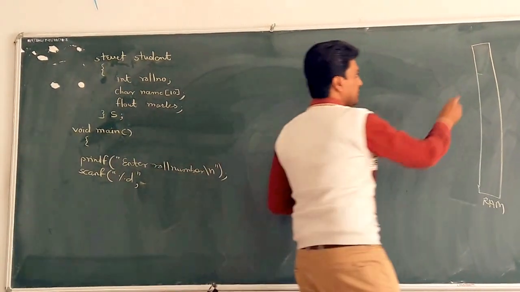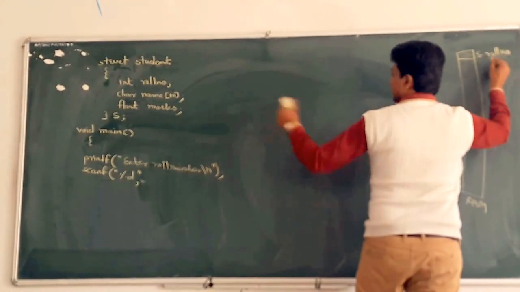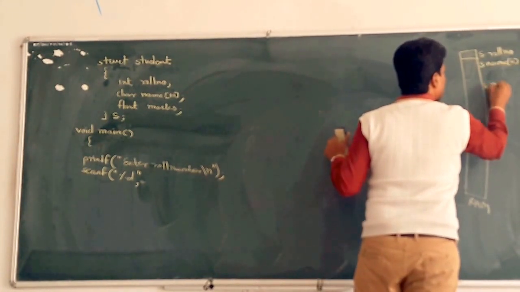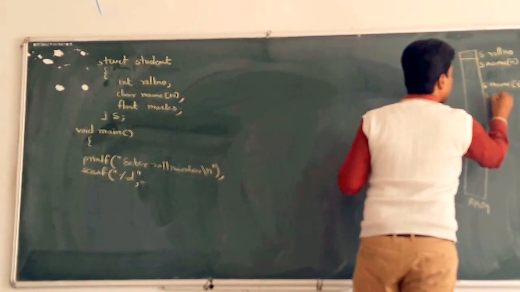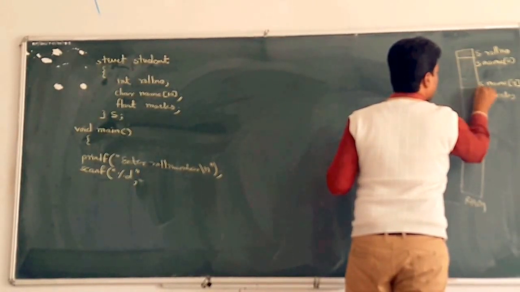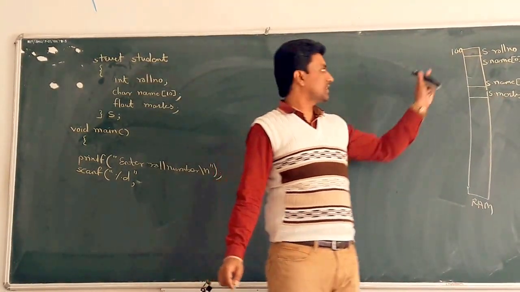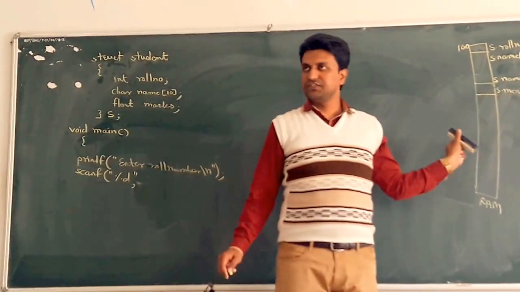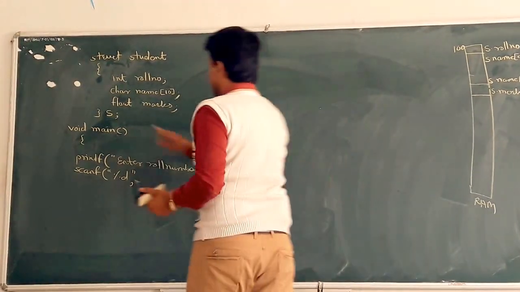For that, static memory management is done on the RAM. S dot roll number, then S dot name starts from 0 and ends at 9, and after that S dot marks. Suppose this is the base address. These are the logical names given to the address locations, and this is the physical address, which is fixed. After that, how many bytes are reserved in total for a variable of type S?